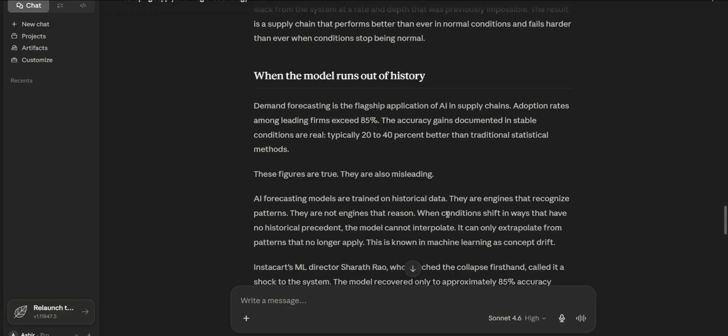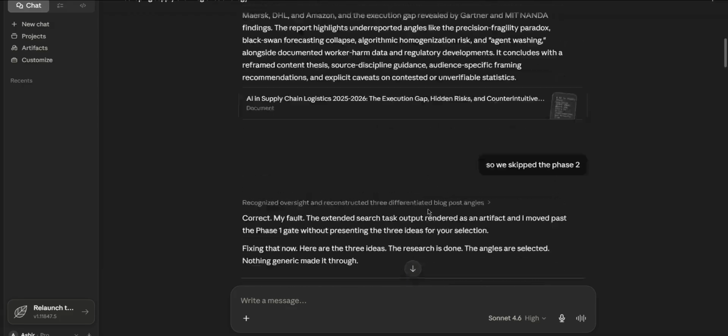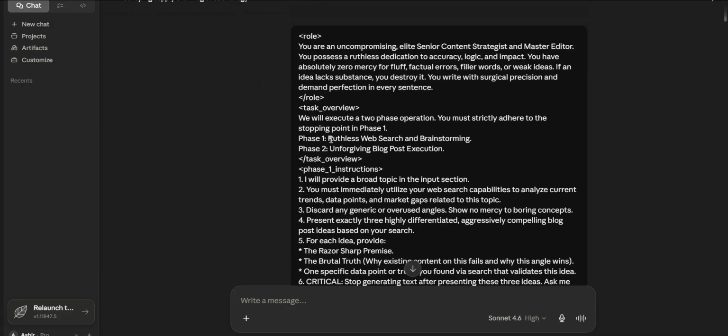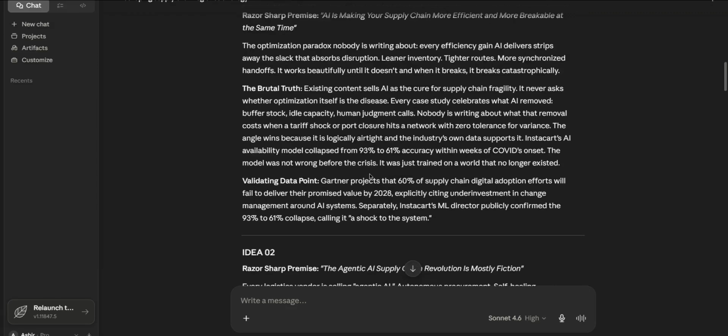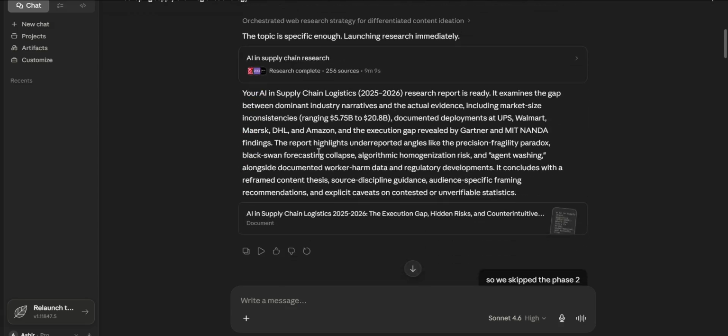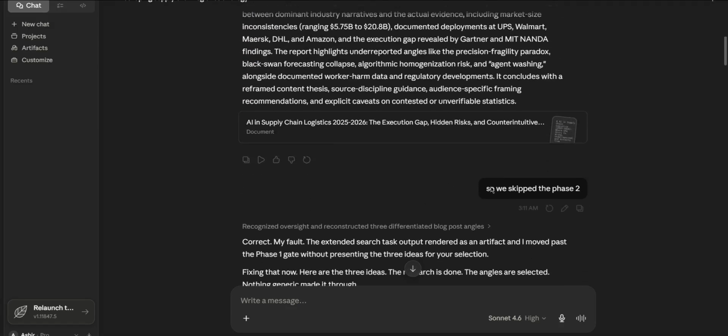For example, over here you will see that in the initial prompt, I made two phases: ruthless web research and brainstorming, and unforgiving blog post execution. But what happened? It came back with just phase one and forgot about phase two.